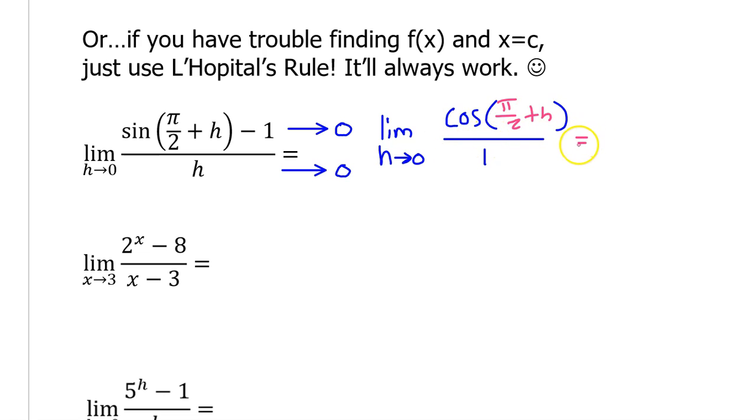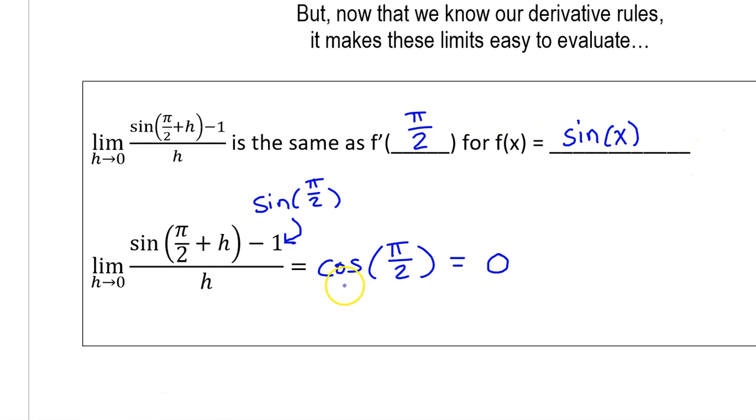So what is the value of this limit? We can evaluate the rest by direct substitution. Plugging in 0 for h, we are left with the cosine of pi over 2. And that's 0. So that's the value of the limit. If you look back and compare this to how we did it the first time, you might notice that it's actually the exact same thing.